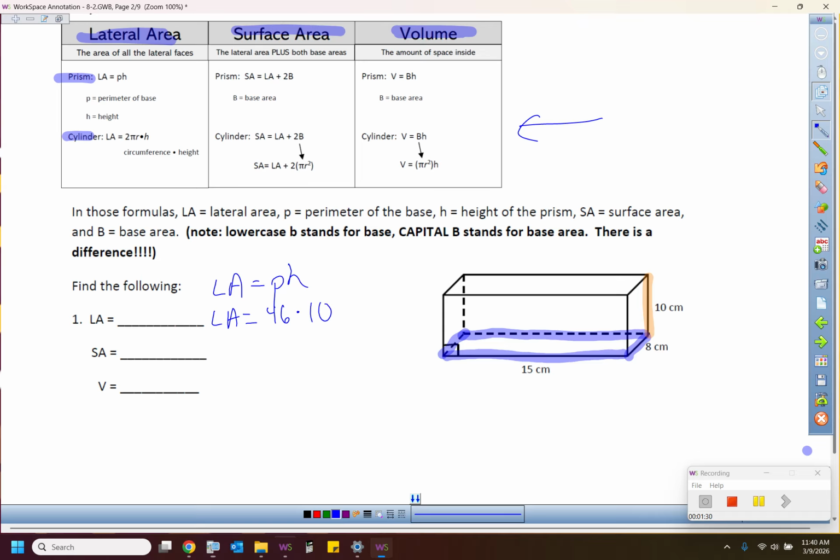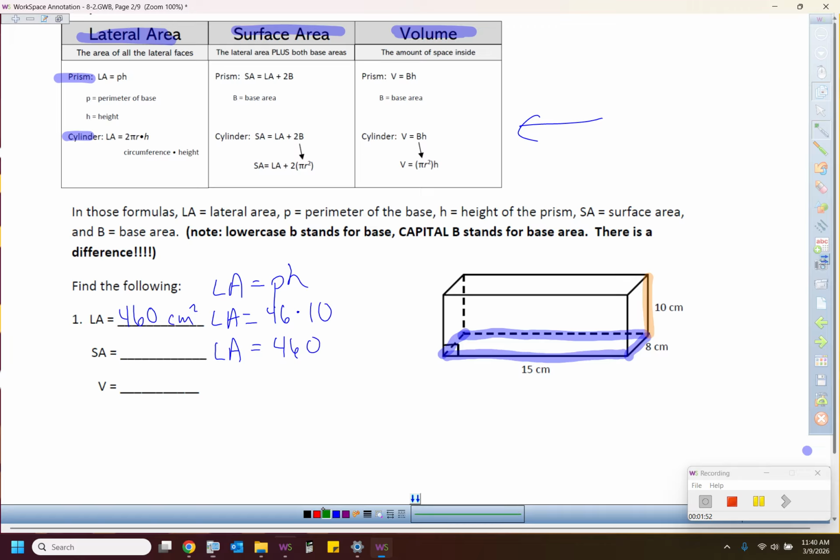So you write the formula down, and then you did the perimeter of the base. You could do that in your calculator, and then the height. Then we just punch that in. And notice I keep bringing LA equals down, so that would be 460. And then the label on that would be centimeters squared. Everything that's an area will be in square units.